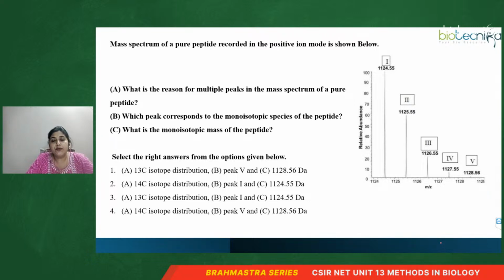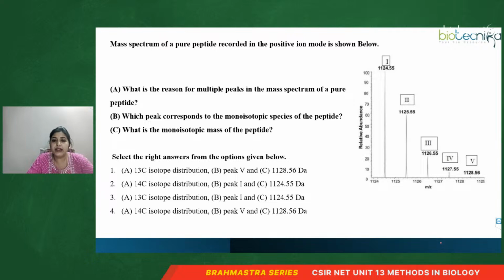Now let's move over to another question. Now this is again a spectra based question. This question is based on mass spectrometry. So see, in the exam, you may get a question on UV visible spectroscopy, a numerical question on Beer-Lambert's law, a question on mass spectrometry, a question on circular dichroism, or a combination-based question where in the options different spectroscopy or mass spectrometry techniques are mentioned.